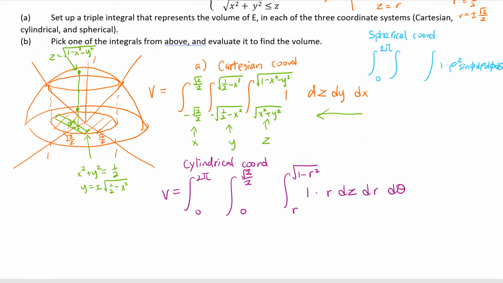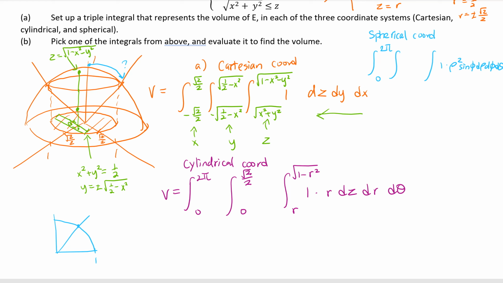Our drop down angle phi is from here. That is 0 to. Do you know what this is? Okay, so what is this angle? Well, let me draw a picture here. So if we look at this, this is 1, right? And this is a sphere. It intersects the cone. The cone is like z equals r, right?